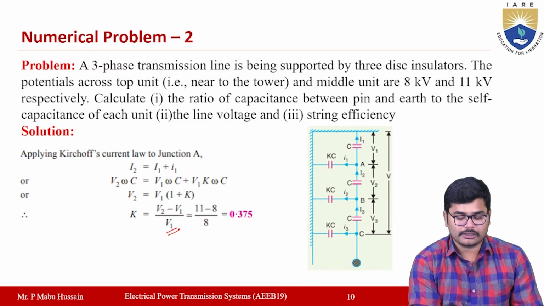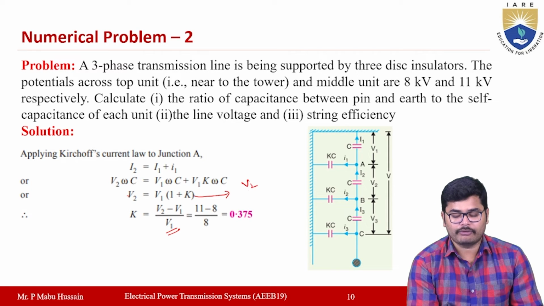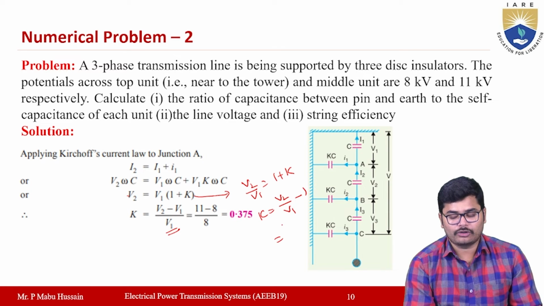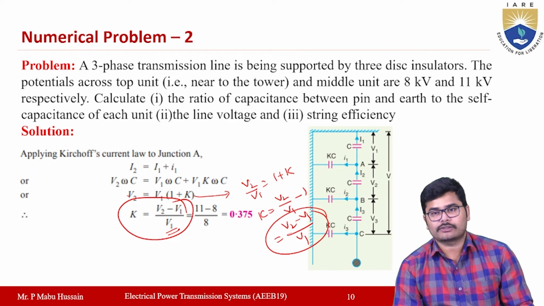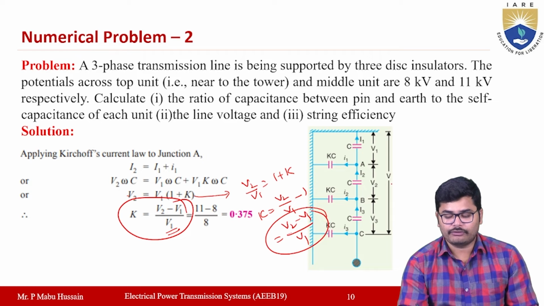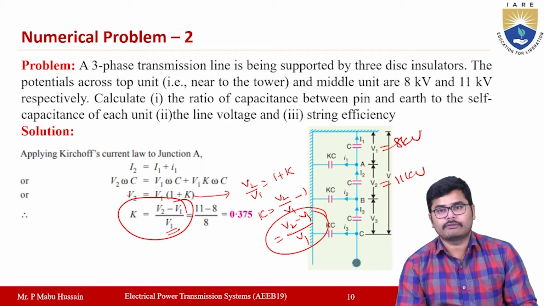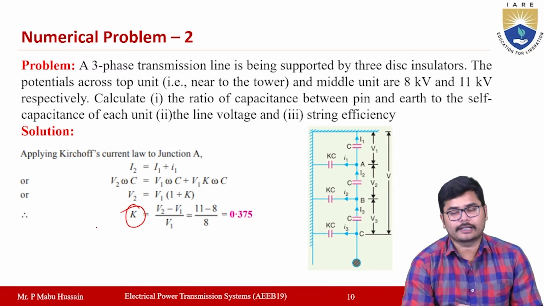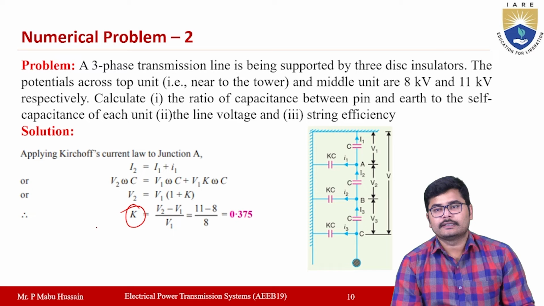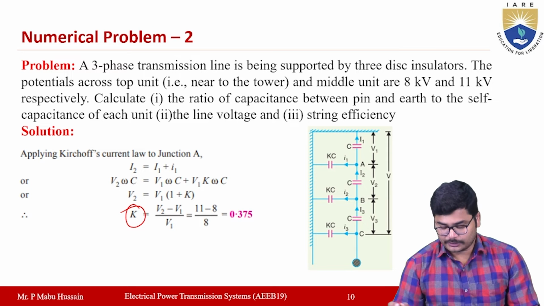Okay, so from this equation, you can write V2 by V1 is equal to 1 plus K. Then the value of K is equal to V2 by V1 minus 1, which is equal to (V2 minus V1) by V1. So this formula we are using here. K is equal to (V2 minus V1) by V1, and the value of V2 is 11 kV, which is given in the problem. V1 is 8 kV, which is also given in the problem. If you substitute, you will get the value of K directly. So K is 0.375.